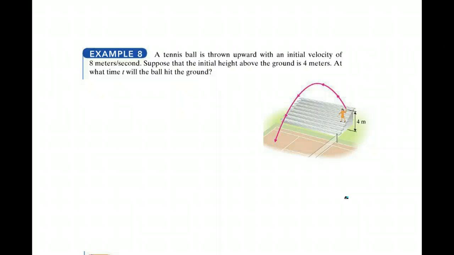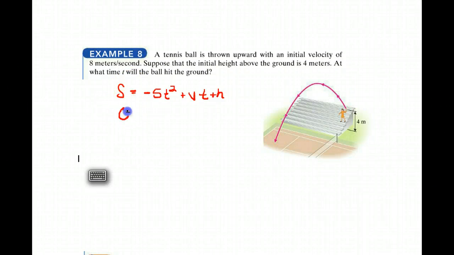This is an example of a vertical motion problem, and we can solve this using the formula S equals negative 5t squared plus vt plus h. T is going to represent time, v represents velocity, h represents the height above the ground that the ball was. So we're going to let s equal 0 because that is when the ball will hit the ground. That's what we're looking for there.